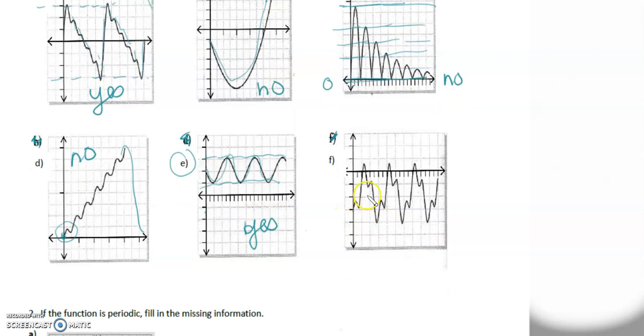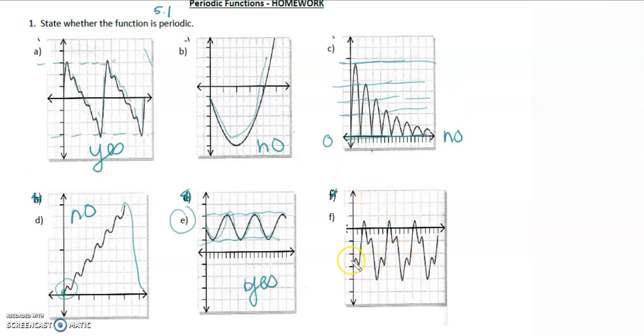Okay, and then F. We're taking a look at F. We have a maximum here, a minimum, and then between the max and the min, we do have a repeating cycle. It zigzags up, it zigzags down, zigzags up, zigzags down. I'm going to go with yes.